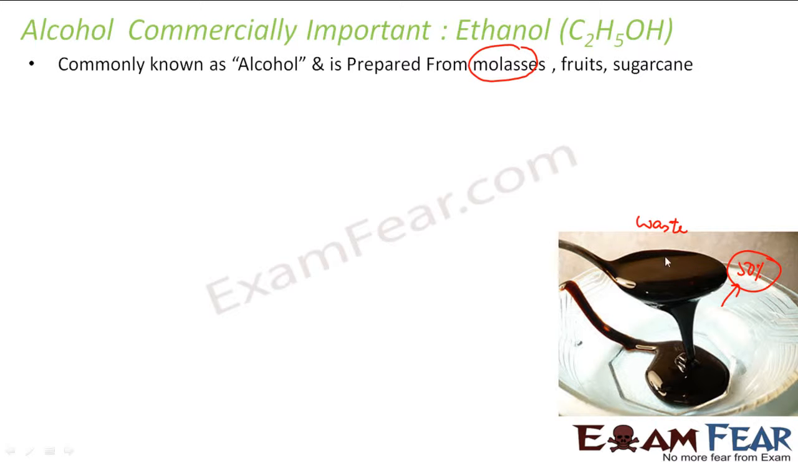The sugar in this molasses, or in fruits, generally grapes, or sugarcane, is converted to glucose and fructose by fermentation, in the presence of an enzyme called invertase. So using this enzyme called invertase, it is converted to glucose.